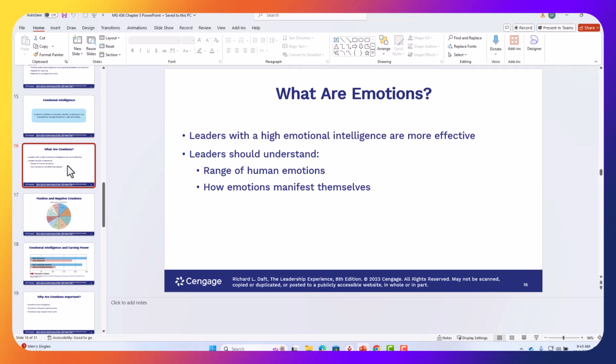Leaders with high emotional intelligence are more effective. Leaders should understand the range of human emotions. So when people have this high emotional intelligence, they understand people are humans, and they understand people have emotions. And what they do is they understand their emotions and that of others, and how emotions work in others.